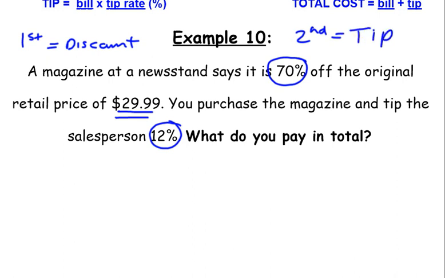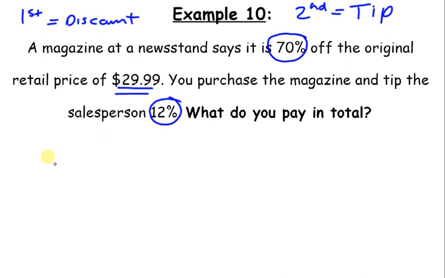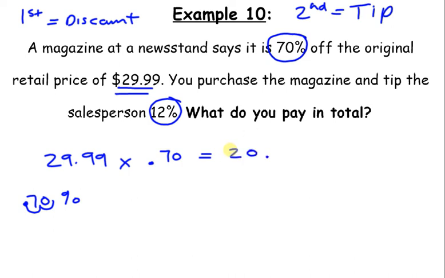All right, so let's get this started. So what's our original price? $29.99 times it's 70% off. So we move the decimal point back 2 spots. So it's going to be times 0.70. So go ahead and calculate that. And you should get 20.993. So because it's a discount, we subtract it from the price.